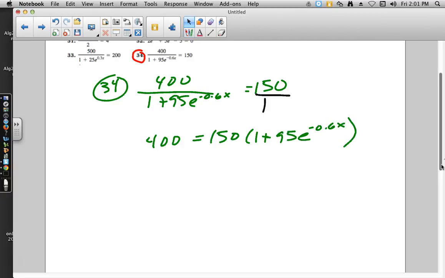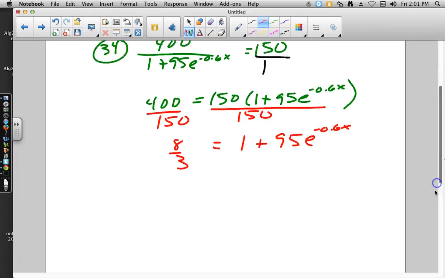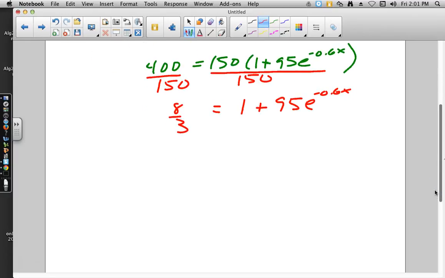Then, to get rid of the 150, we would divide both sides by 150, and you do a little reducing there, and we get 8/3 equals 1 plus 95 e to the negative 0.6x. Now our job is to get that base of e by itself, so we're going to go ahead and subtract 1 from both sides, and subtracting 1 is the same thing as subtracting 3/3. So we have 5/3 equals 95 e to the negative 0.6x.